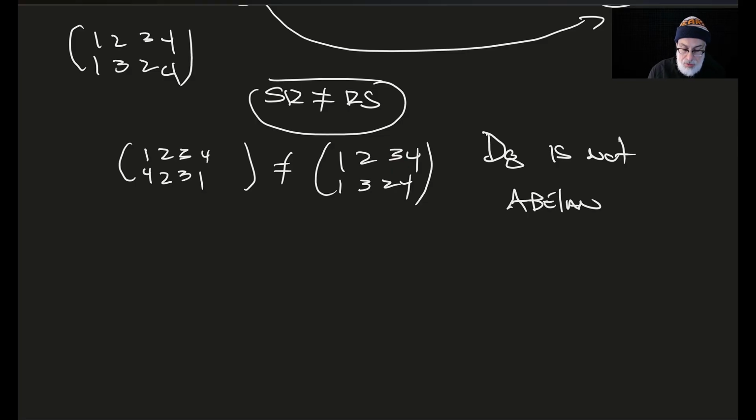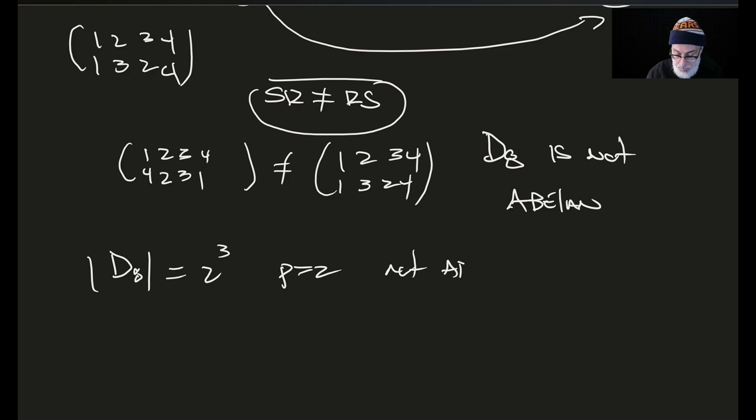So we found one group, D8, whose order is 2 to the 3rd. There's 8 elements in here. P is prime. That is not abelian. So it's not generally true that groups of 8 elements... well, I should say it differently. The groups of order P cubed are not abelian generally.